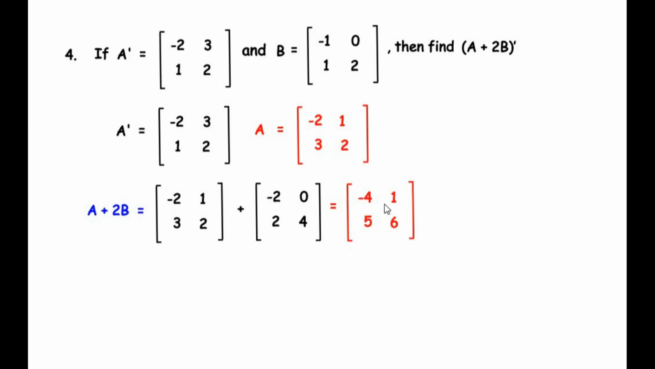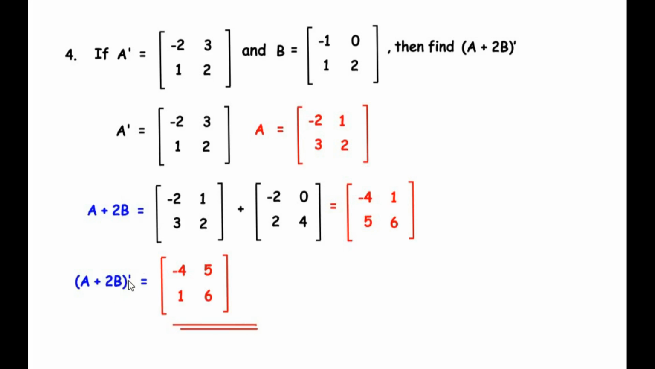Now let us find its transpose. So when taking the transpose, the first column of A plus 2B becomes the first row and the second column becomes the second row. So this is the answer we are looking for, that is A plus 2B transpose.